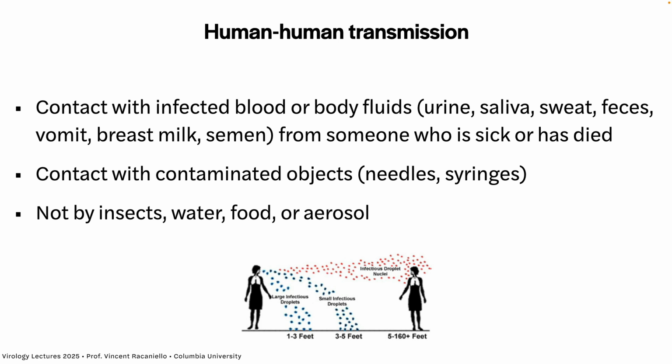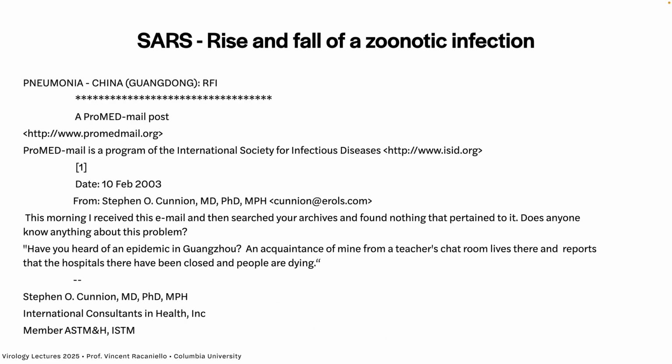It can be spread by needles, syringes, but it's not spread by insects, it's not spread by water, it's not spread by food, it is not spread by respiratory droplets. It has to be close contact. And so, for example, you have a patient with Ebolavirus hemorrhagic disease, needs to be intubated. So the physician is intubating them, and when you put the tube in, often the patient regurgitates fluid into your face, and that's how you can get infected.